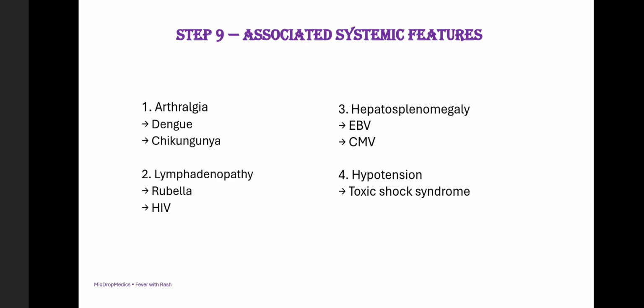So in step 9, we look for the systemic clues. If your patient feels like his bones are breaking, that's probably dengue or chikungunya, swollen glands, rubella or acute HIV, hepatosplenomegaly, you have likely entered the world of EBV or CMV. But never forget step 1. If your patient's BP is crashing, that's likely toxic shock syndrome.